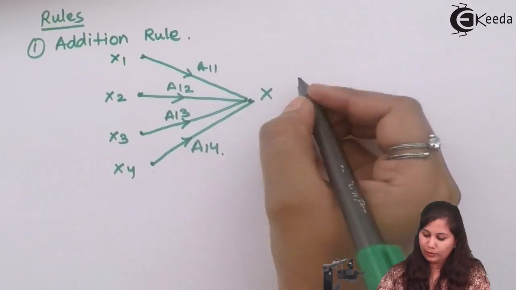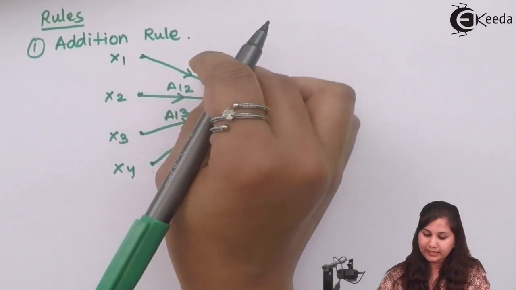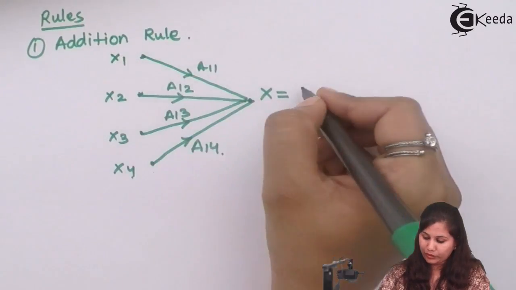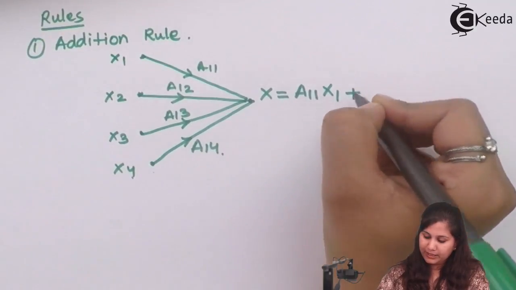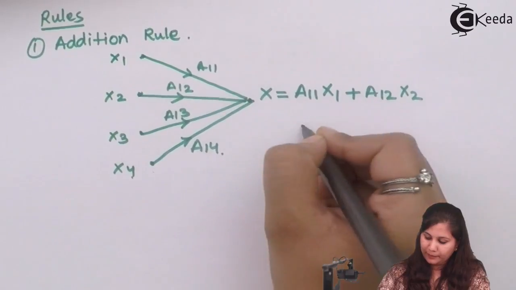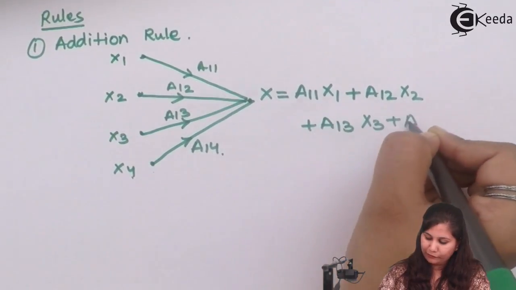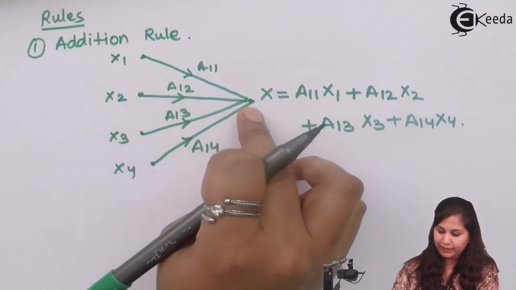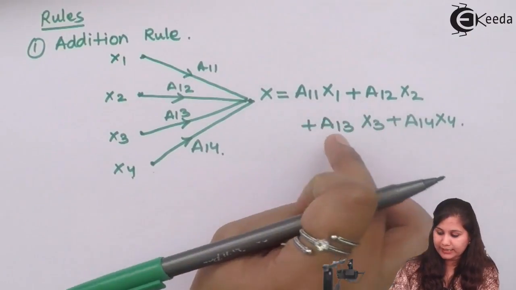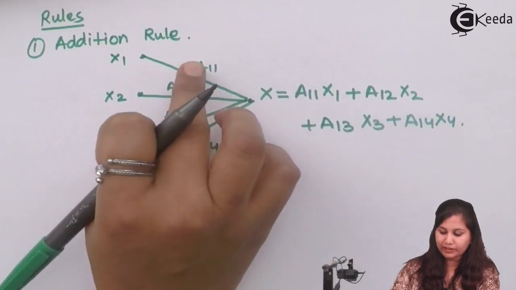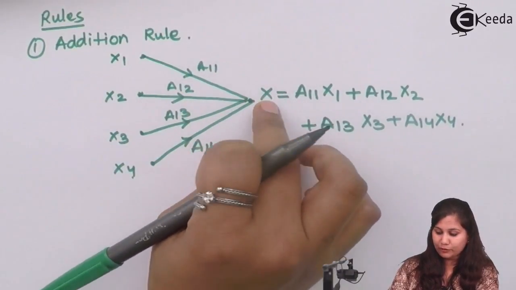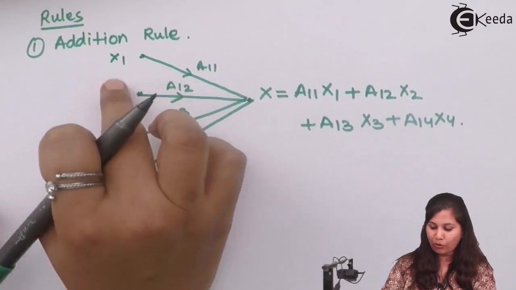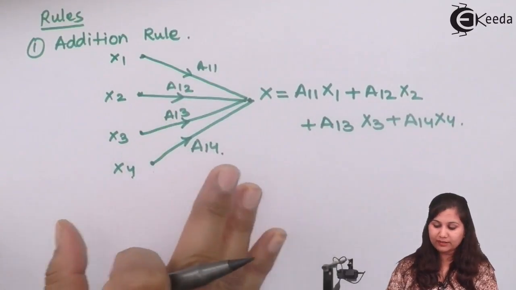So if we take the output here, x will be equal to the path gain, the gain of this branch. Okay, so a11 has to be multiplied with this input. So a11 multiplied with the input x1 plus a12 multiplied with x2 plus a13 multiplied with x3 plus a14 multiplied with x4. So we can say that the value of the variable which is designated by a node is equal to the sum of all the signals which are entering the node multiplied with their gains. So at this node, the value of this variable will be equal to the algebraic sum of all the signals multiplied with their path gain. So this was the addition rule.